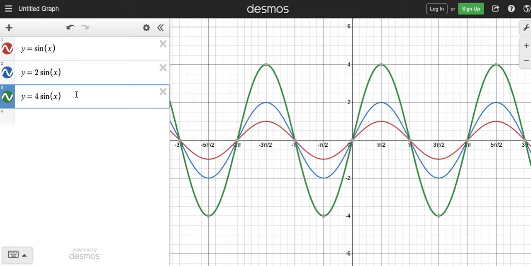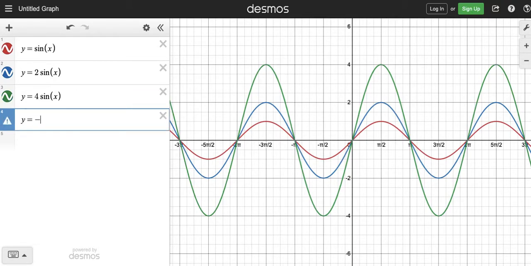So then what happens if I multiply by a negative number? Before we show you, you can even guess what you would see if I multiply by negative 4.